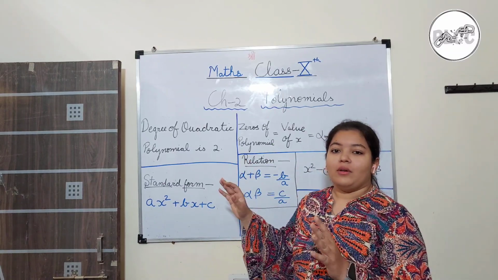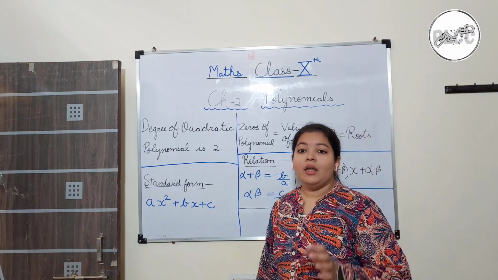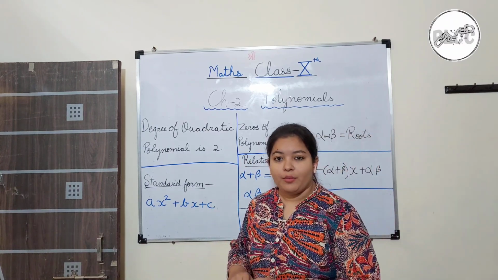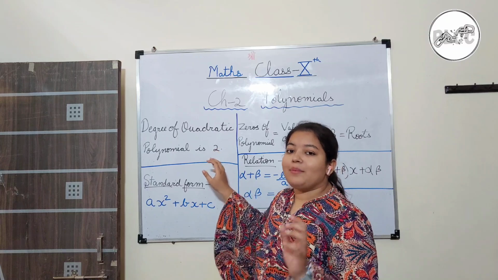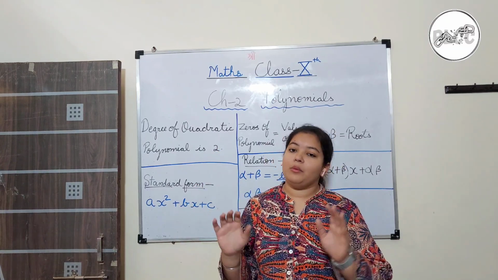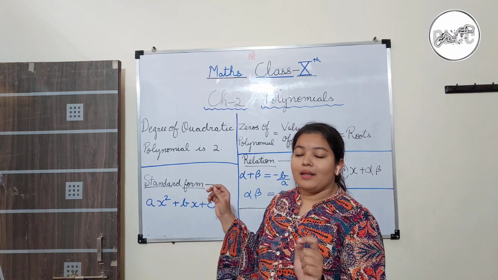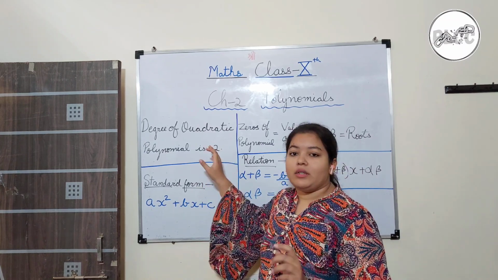First of all, let me tell you what a quadratic polynomial is, because in this chapter we are talking about only quadratic polynomials. A quadratic polynomial is a polynomial whose degree is 2. Degree means the highest power of any equation. So every polynomial whose degree is 2, that is, highest power is 2, is a quadratic polynomial.